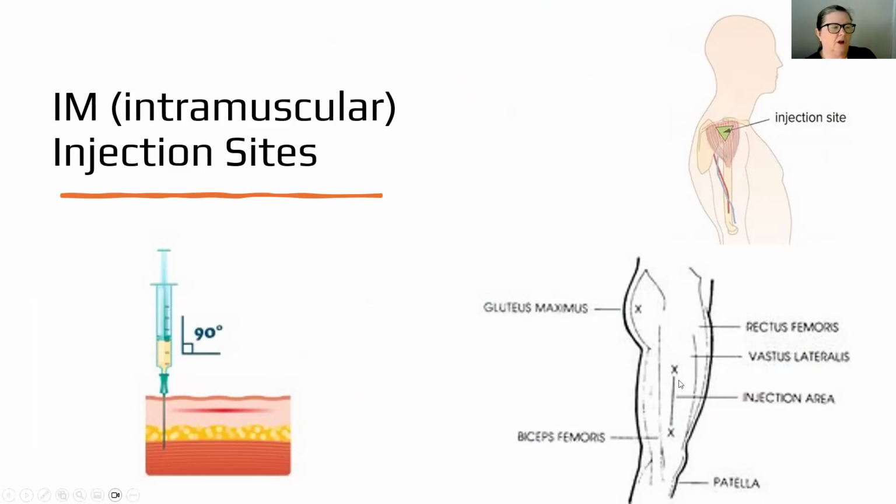You can do it on the vastus lateralis, which is the big giant muscle in the thigh, which would go anywhere right in here. It's about halfway between the hip and the knee on the side of the thigh, on the side of the leg. Or you can do the glute. Now, there's two different places on the glute, and I'm sorry I don't have the diagram for you here. There's what's called dorsogluteal, and there's what's called ventrogluteal.